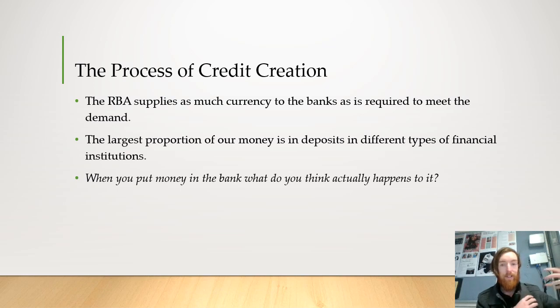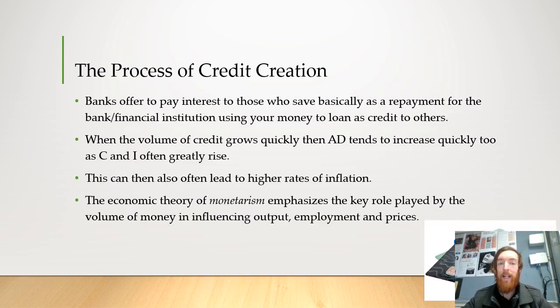And that's why savings accounts earn interest, even more if you've got a term deposit where you can't touch that money for a certain period of time. And then banks also make money on what they charge. Like if they loan it out to someone else, they charge them interest on that, and the bank makes a higher percentage than you make. So that's what tends to happen. That's how credit can be created. And so banks offer to pay interest to those who save, basically as a repayment for the bank or financial institution using your money to loan as credit to others.